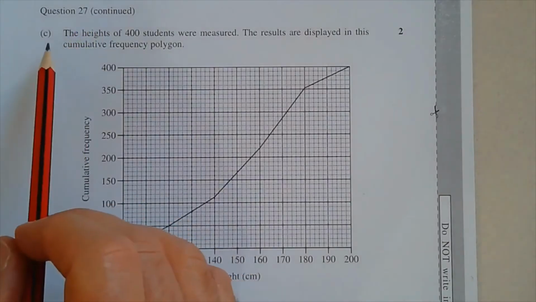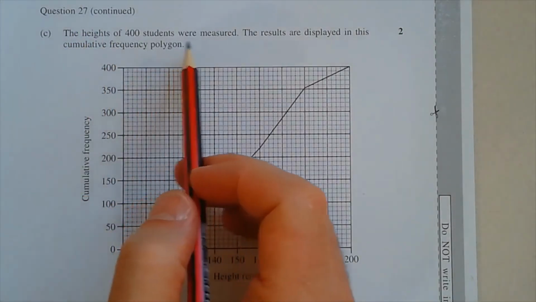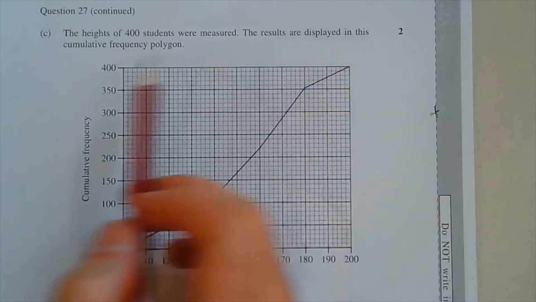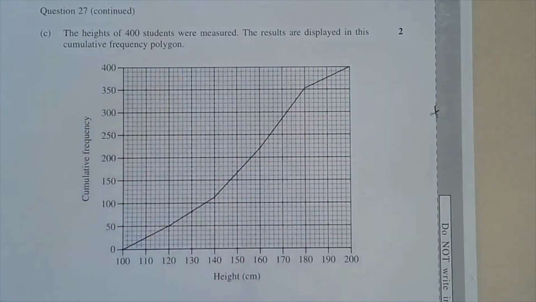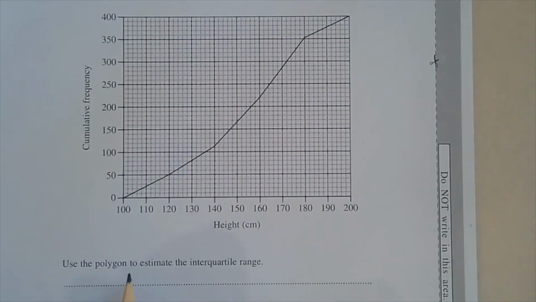Question 27C. The heights of 400 students were measured. The results are displayed in this cumulative frequency polygon. Use the polygon to estimate the interquartile range.